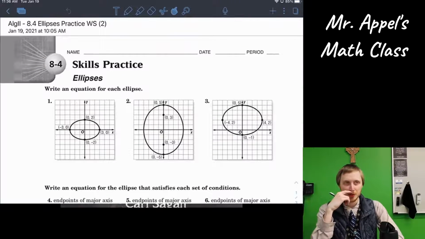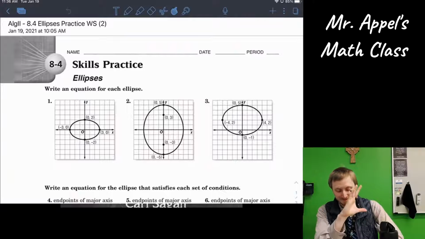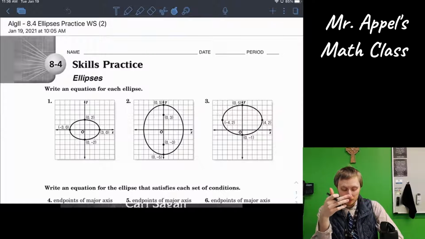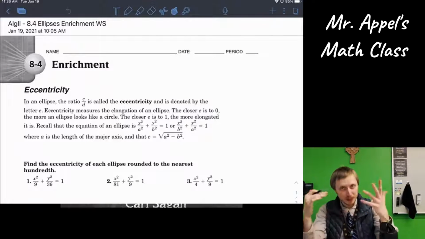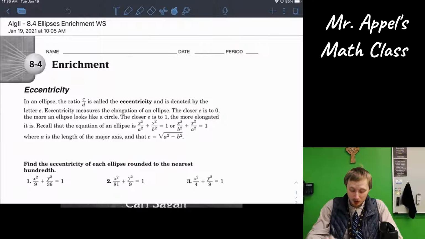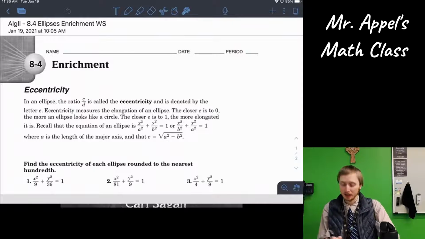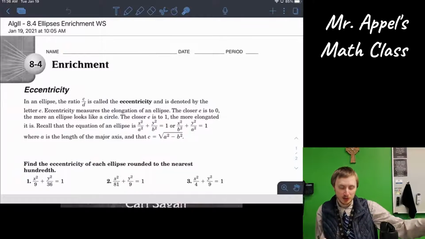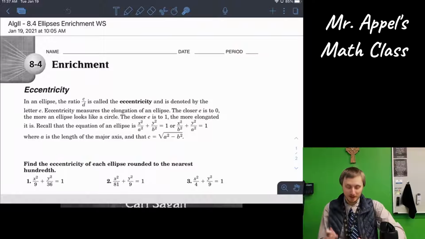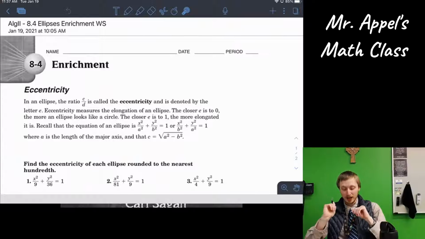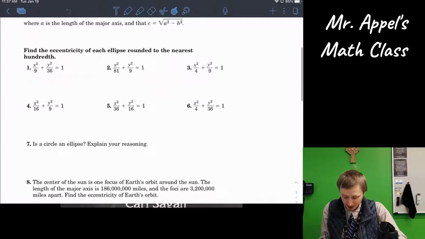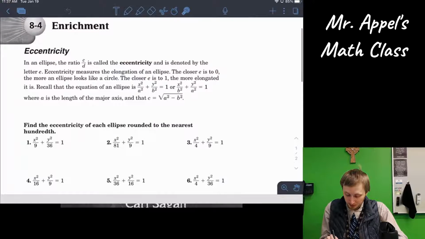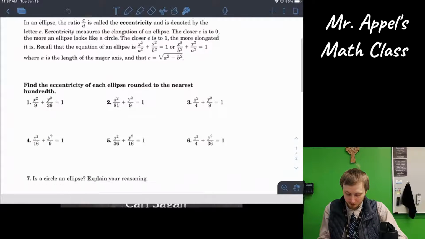If you're really feeling ambitious, you're like, the simple practice, I've got that, I understand, I want something more interesting. Then I've also included the enrichment activity for this section that talks about eccentricity. This was introduced in the video that we watched last Friday, a measure of how squished out that ellipse is. So if you want to play around with that and see what those numbers are like, add on the enrichment thing. It's just a fairly simple little ratio, easily calculatable.